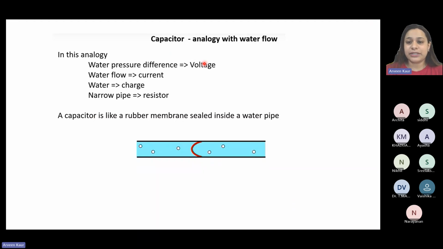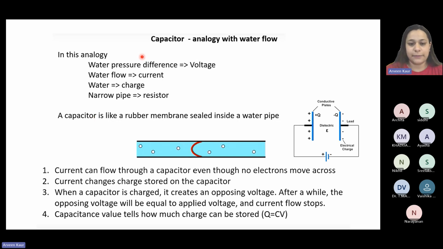Then if we include this in the analogy of water flow, what will we get? That the water pressure difference was the voltage. The water flow was depicting the current. The amount of water was depicting the charge. And the narrow pipe was depicting the resistor. Now, what will be the capacitor? If we add a rubber membrane between this water pipe, what will happen is that water will flow from one end, right? The particles of water will not be able to pass to the other end, but still the flow will be maintained, right?